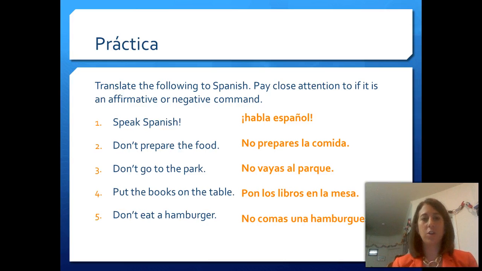Those are all of the notes that we have for commands. We'll continue to do a lot of practice with these. Make sure you jot down any questions that you have so you can get those answered.